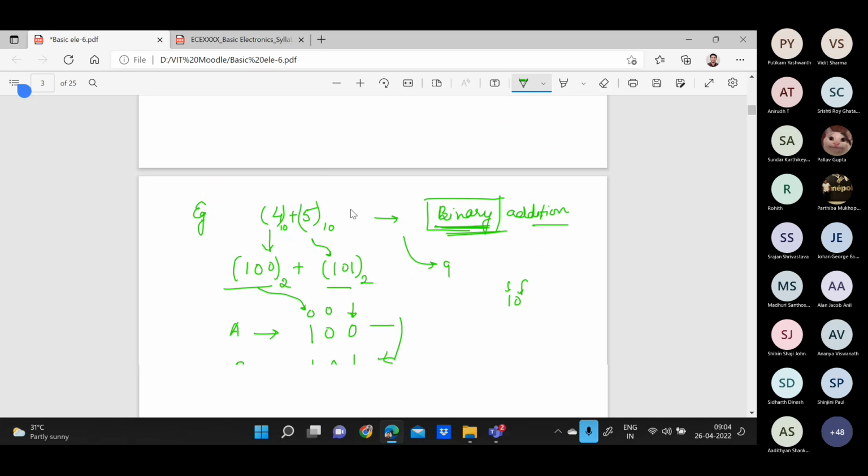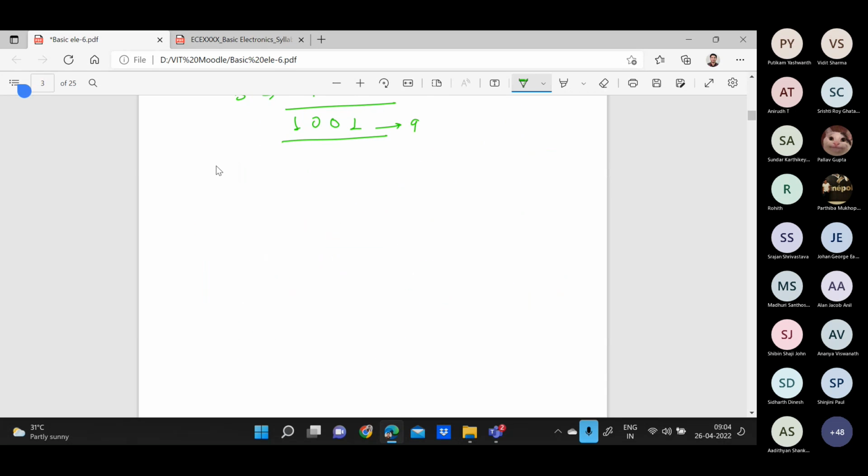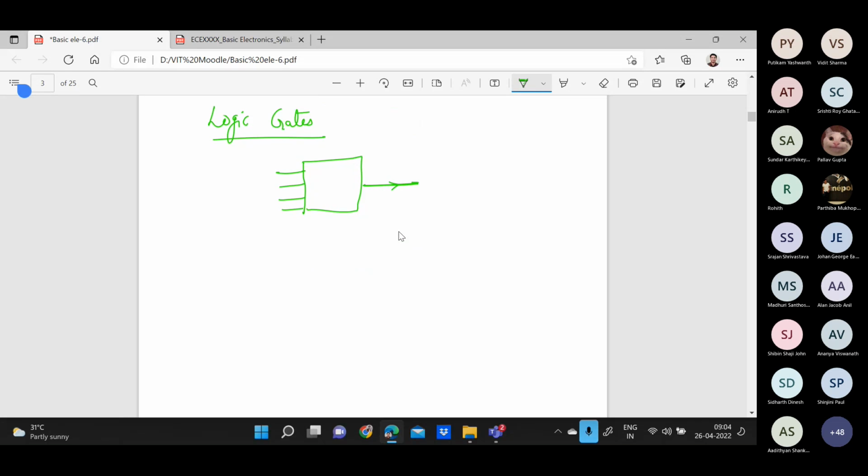Okay, so the next topic that we have is logic gates, which is very important. A logic gate is a physical device which performs a logic operation on one or more logical inputs and produces a single logical output. You can assume it's just a box where we can provide many inputs and it will provide a single logical output.